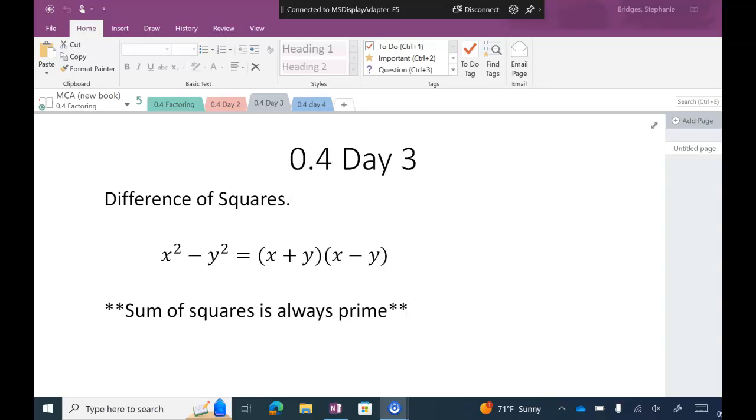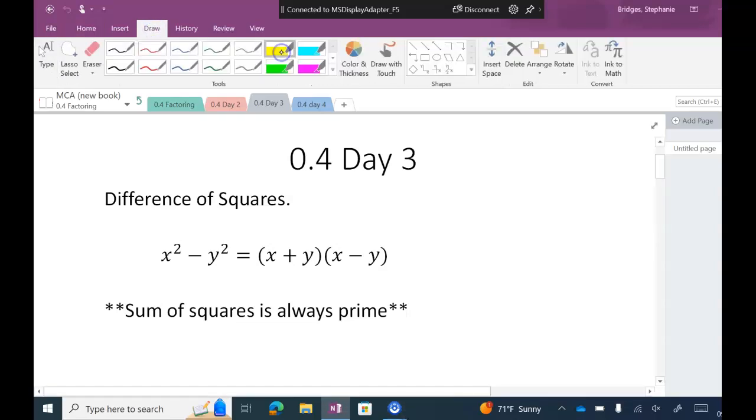Also, it's a difference of squares, which means the two perfect squares have to be, what does difference mean? Subtracted, right? So that little note up there, the sum of squares is always prime, unless of course they have a GCF in them, but we're not even to that point yet. Okay, so that's something that we need to remember.